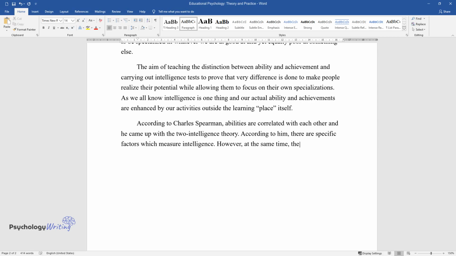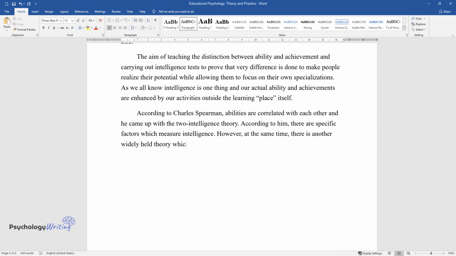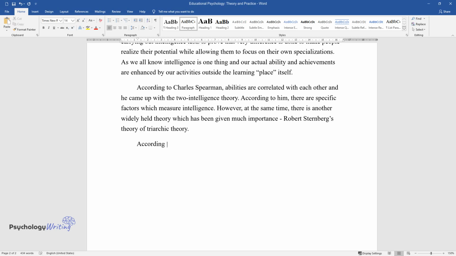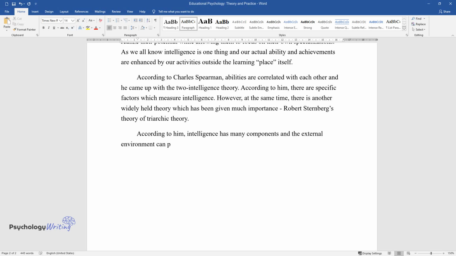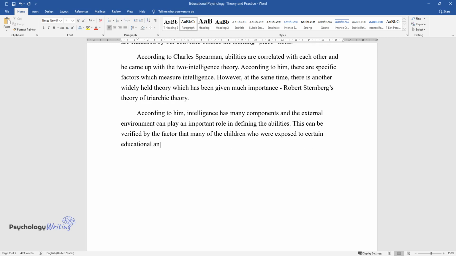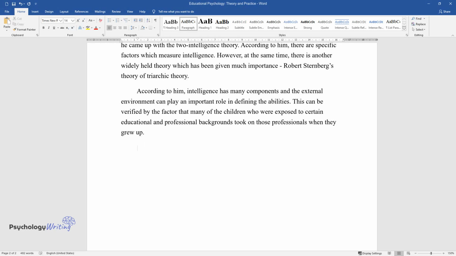However, at the same time, there is another widely held theory which has been given much importance, Robert Sternberg's triarchic theory. According to him, intelligence has many components and the external environment can play an important role in defining the abilities. This can be verified by the fact that many of the children who were exposed to certain educational and professional backgrounds took on those professions when they grew up.